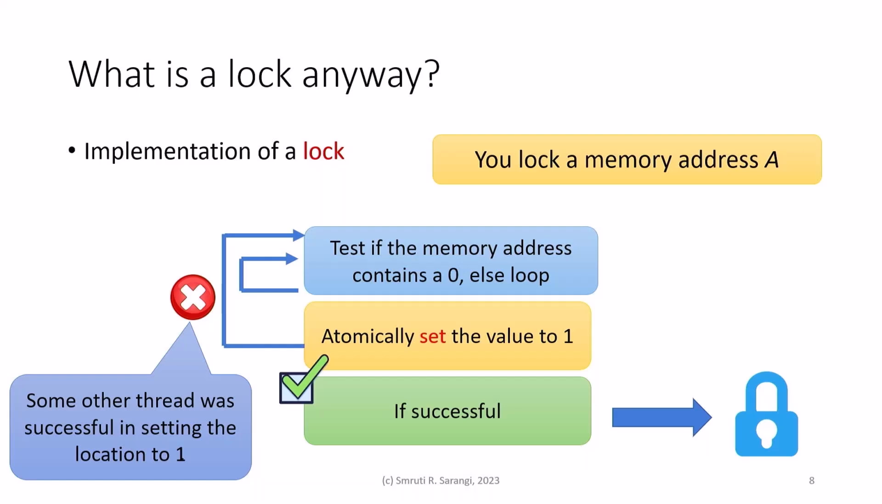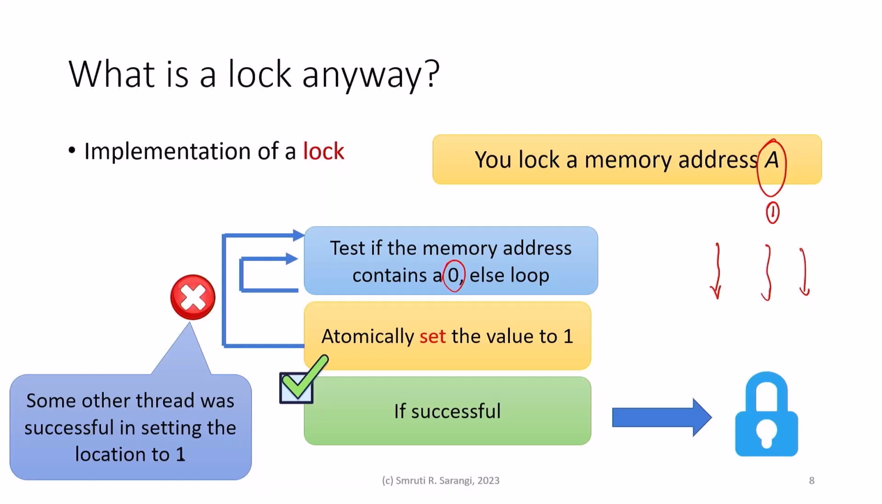So what happens is that we lock the memory address A. The first thing is that we keep testing if the memory address has a 0 or not. Right? So this is known as a test operation, where you keep testing whether it has a 0 or not. 0 means it's free. So let's say there are multiple threads and there is a single lock address with value 1, all of them will test if the value is 0 or not.